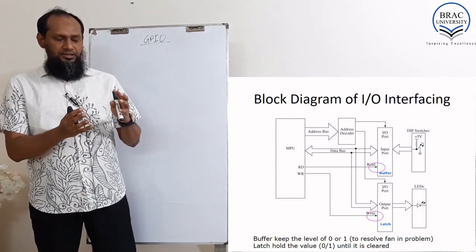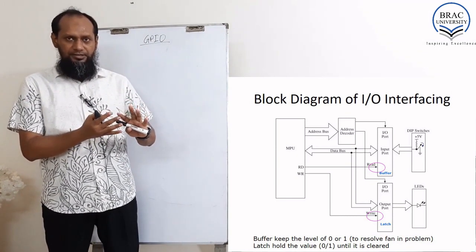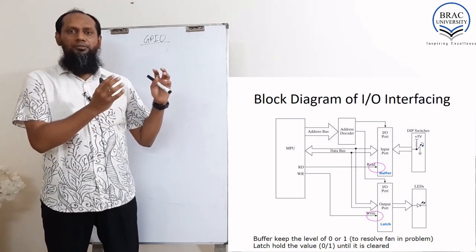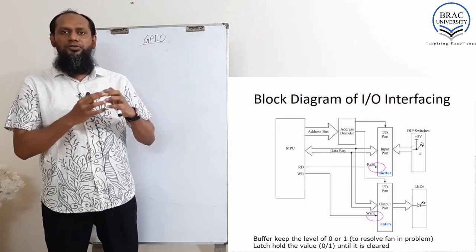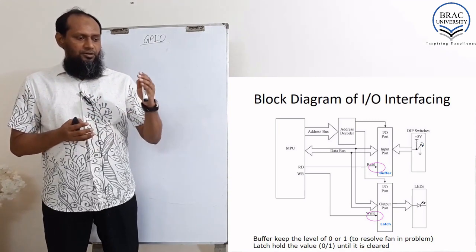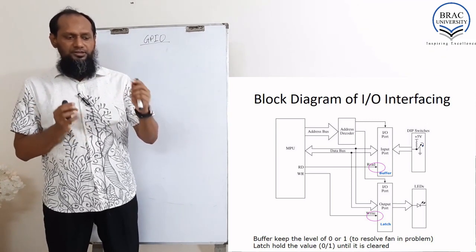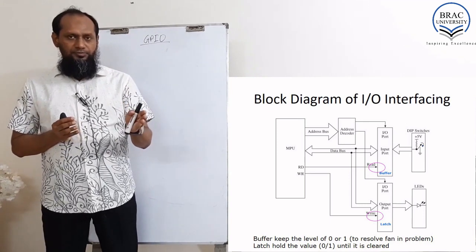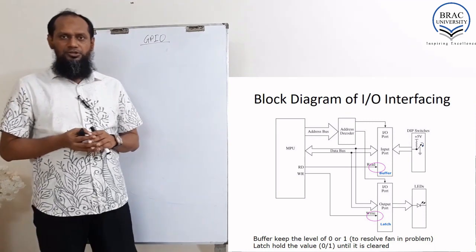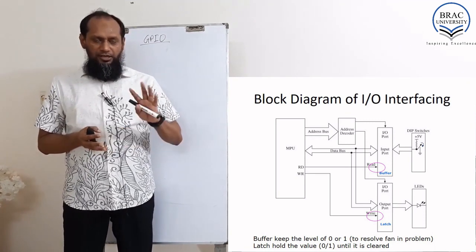In this figure, it discusses the address bus, control bus, and data bus. How IO things are connected with a microprocessing unit by using three kinds of buses. You can see here, first the address bus is needed to select some IO devices. You can see here, there are two types of IO. One is the input device, which is dip switches. 8 dip switches are there. And another one is LEDs. Okay. 8 LEDs are there.